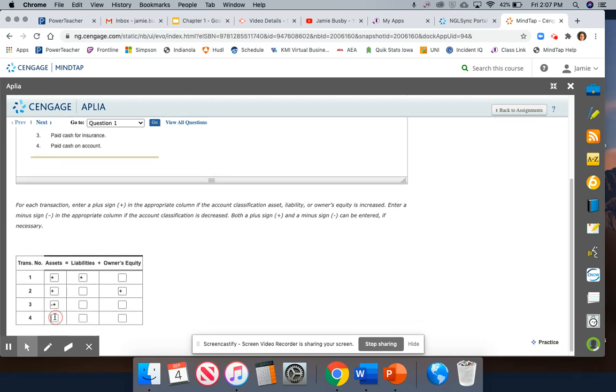When we pay cash, that's an asset that is decreasing. And our liability account, when we owe them money, we add to that liability account. When we pay them, we decrease it because we owe them less.